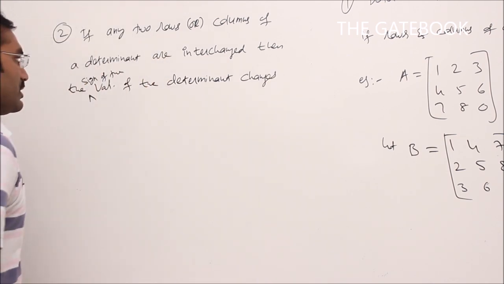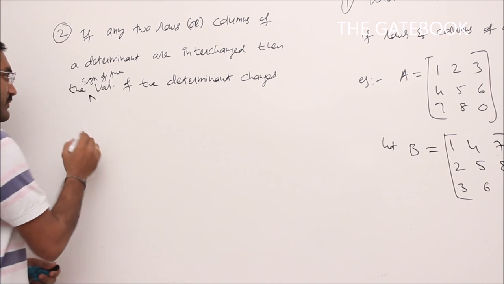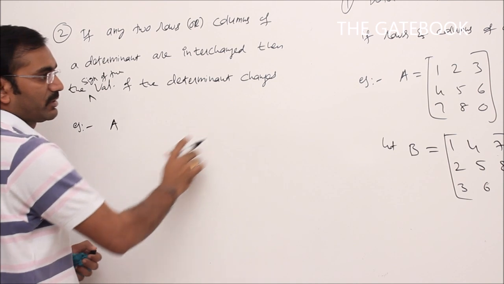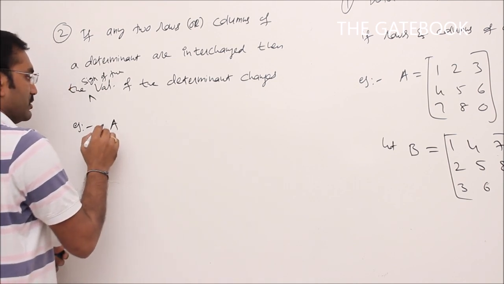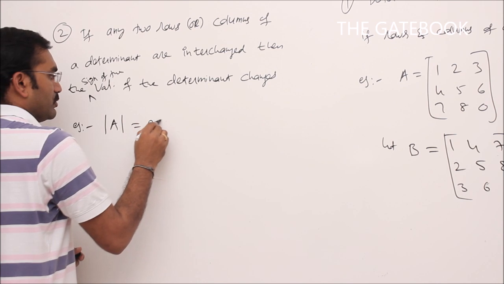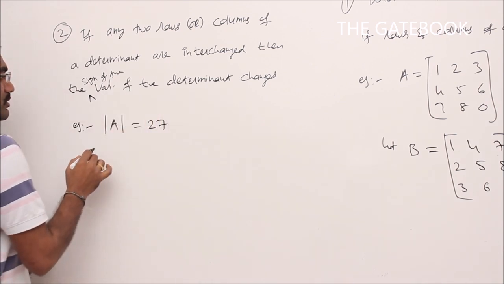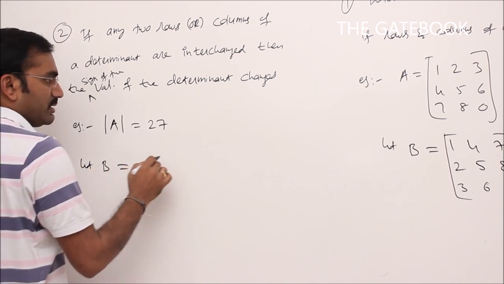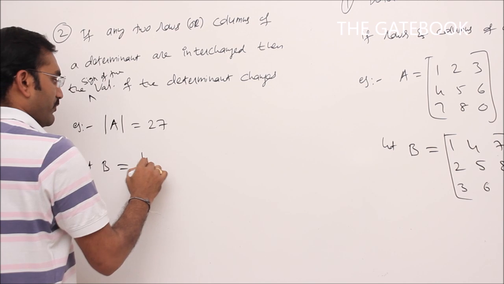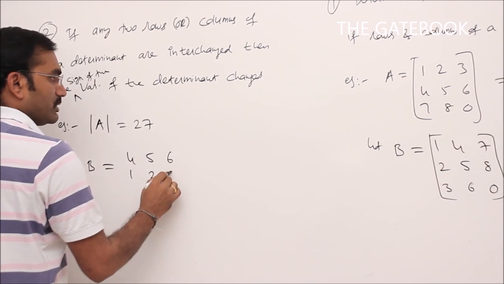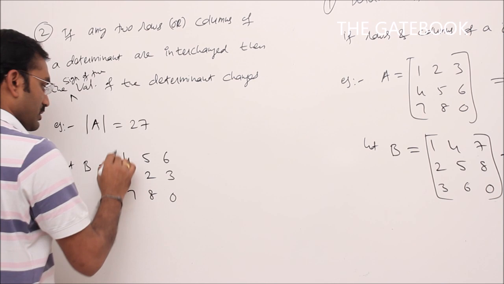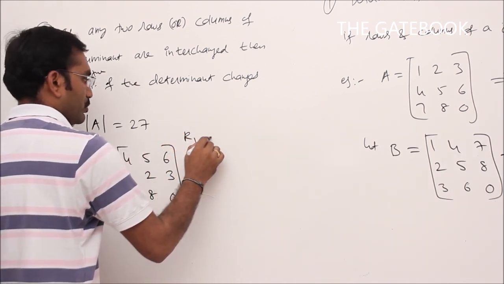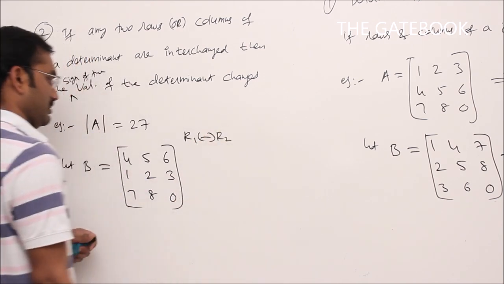Then the sign of the value of the determinant changes. For example, as the same example, here we have A is equal to 1, 2, 3, 4, 5, 6, 7, 8, 0. Determinant of that matrix A is 27. Now, if we interchange any two rows or two columns, let us say matrix B is obtained like this: 4, 5, 6, 1, 2, 3, 7, 8, 0. Here the matrix B is obtained by interchanging R1 and R2 of matrix A.